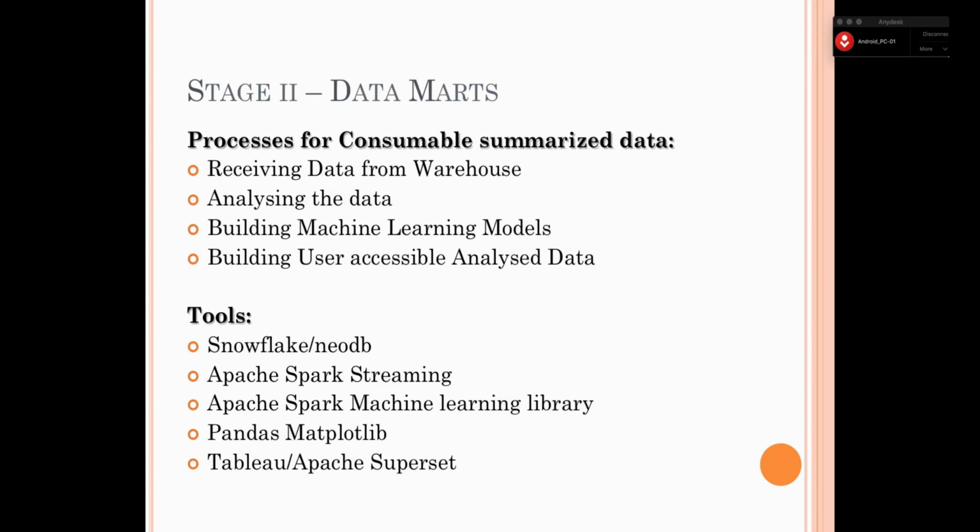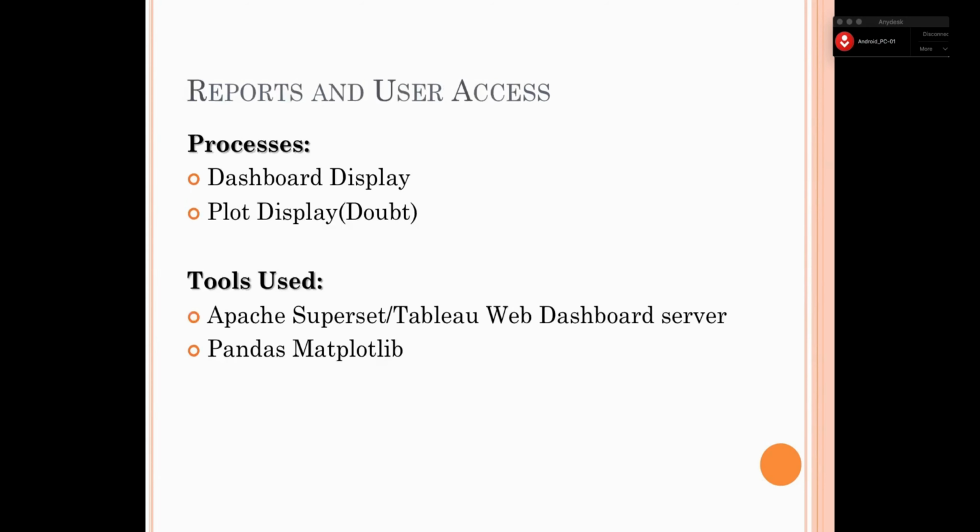Stage 2, Data Mart. The process for Data Mart has been summarized as receiving data from the warehouse, analyzing data, building machine learning models, and providing user-accessible analyzed data. The tools used are shown here.